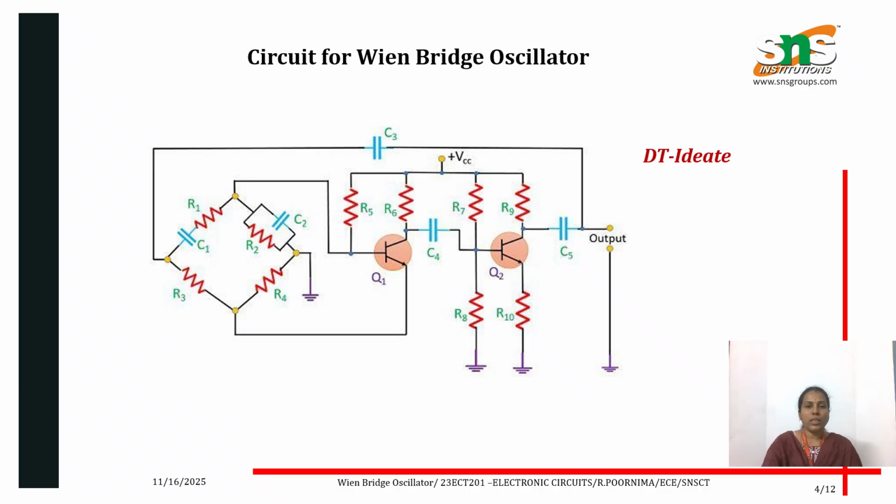Each provides a sinusoidal output with a 180 degree phase shift. So the total phase shift of this two-stage amplifier circuit is 360 degrees. So the phase shift provided by the Wien Bridge network is 0 degree. So it consists of RC and also a lead lag network.